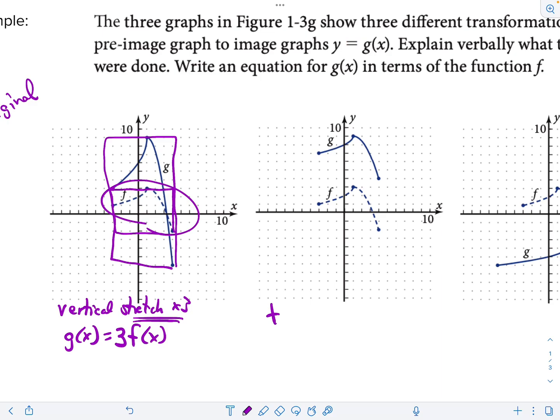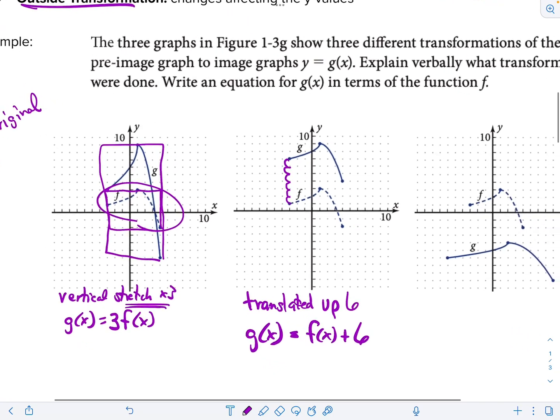So that means it's translated vertically, or we can say up. How many is that? 1, 2, 3, 4, 5, 6 units. And when that happens, g of x is an outside change. So it is the original f of x, but then we just add 6 to it. That means all the y-coordinates have been raised up 6.